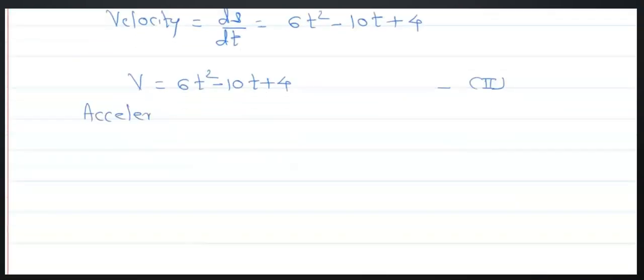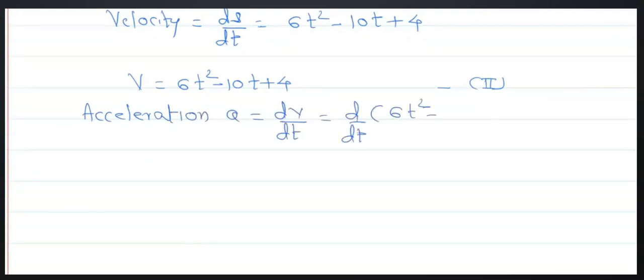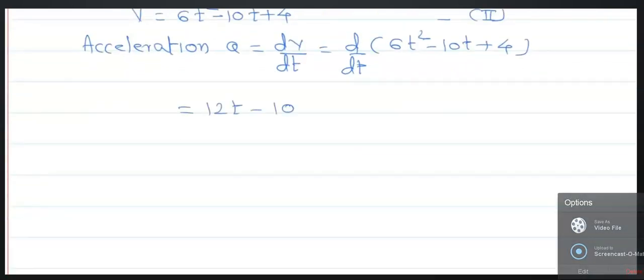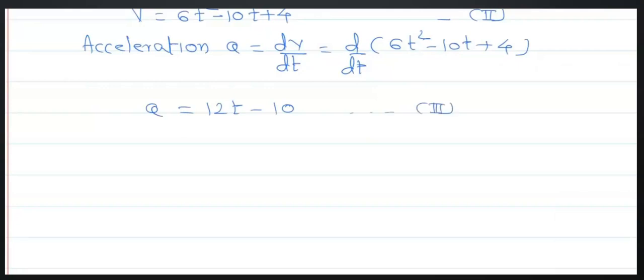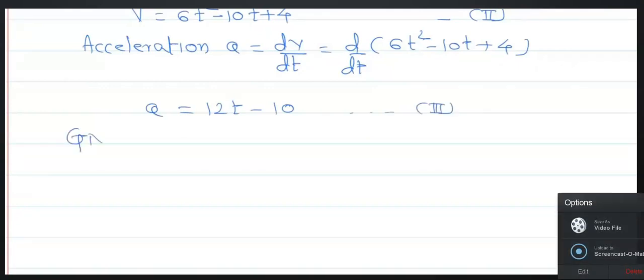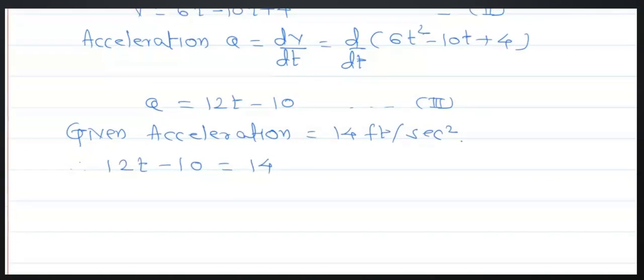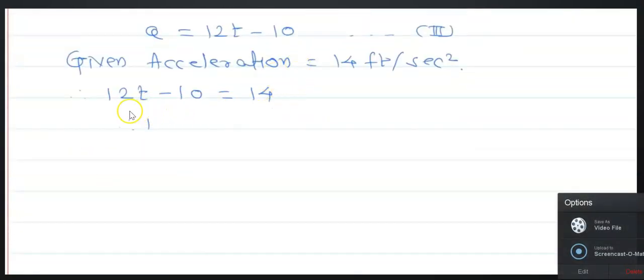This is the velocity. Now to find out the acceleration, differentiate again. That's dv upon dt, d by dt of 6t square minus 10t plus 4, and that is equals to 12t minus 10. A is equals to 12t minus 10. Therefore, we have given that the acceleration is 14 feet per second square. Therefore, 14 is equals to 12t minus 10. And evaluate this. That is 12t is equals to 14 plus 10, which is equals to 24. Therefore, t is equals to 2.